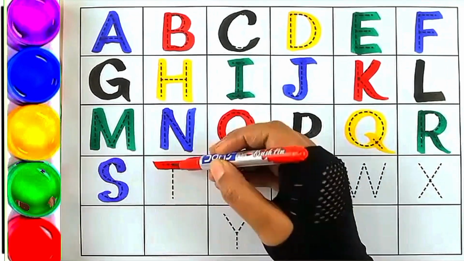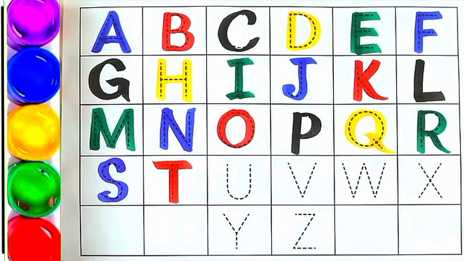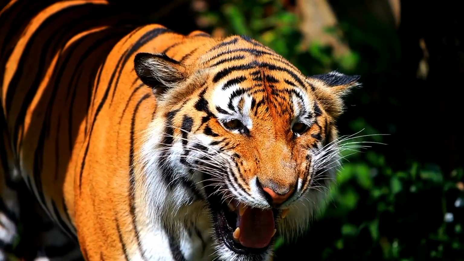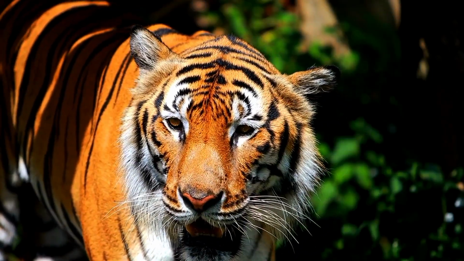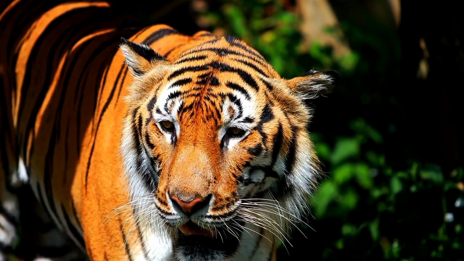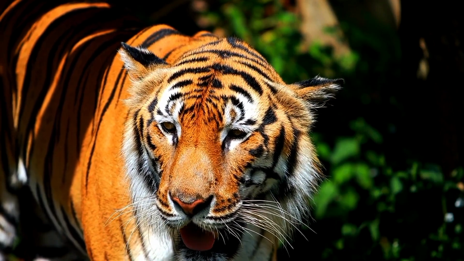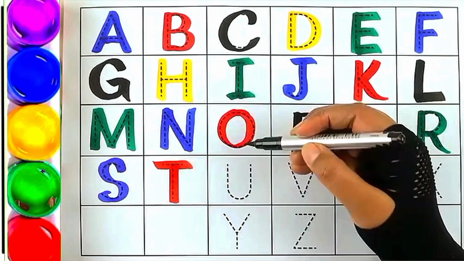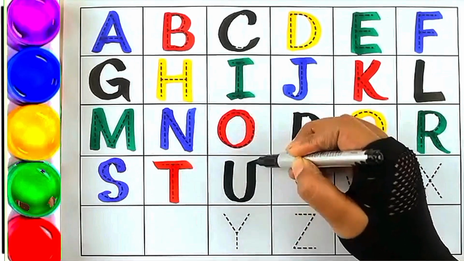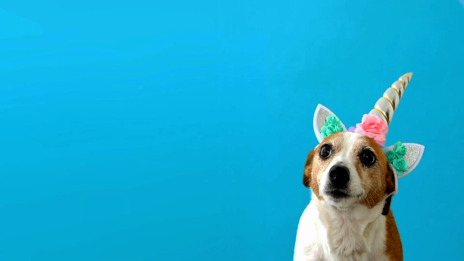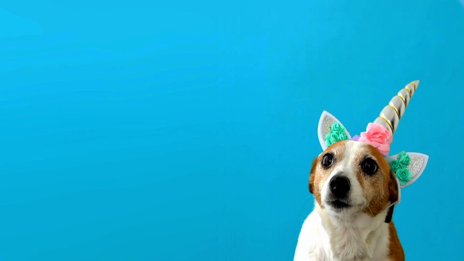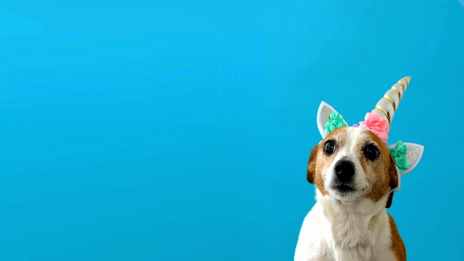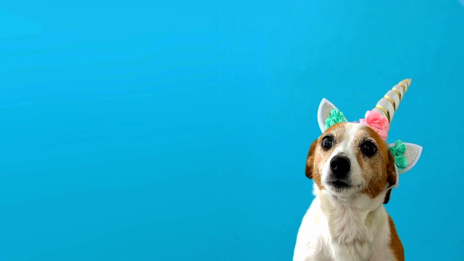T. T for tiger. This is a tiger. U. U for unicorn. This is a unicorn.